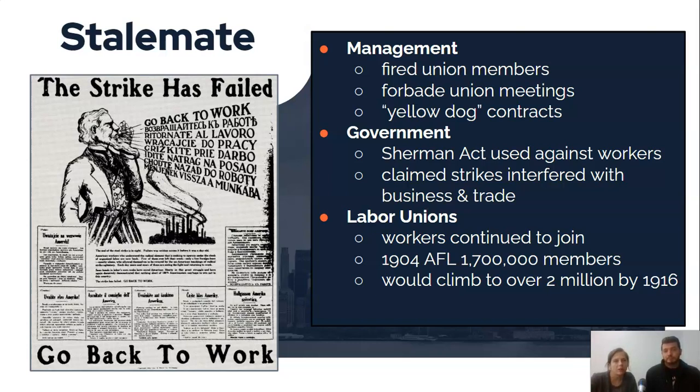Again, we've already talked about the Sherman Act being used against workers. The government claims that strikes interfere with business and trade. Of course they do, because when people strike, it shuts down the business, which the government doesn't love, because if there's no business and no trade, then there are no taxes on the products being sold. Well, and also, if a labor union negotiates higher wages or fewer hours, that means less money for the company, which means the economy as a whole is going to be making less money. Yes. And again, it's a whole big thing.